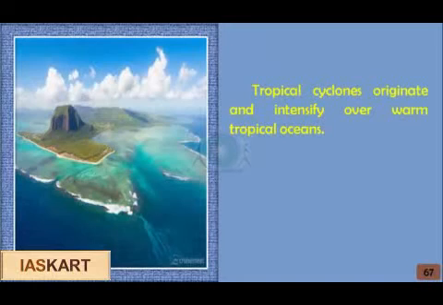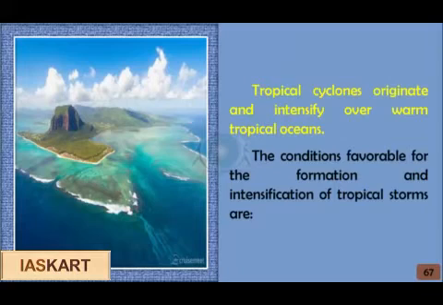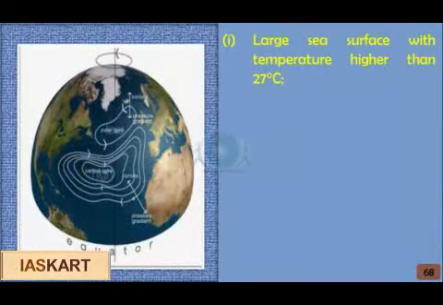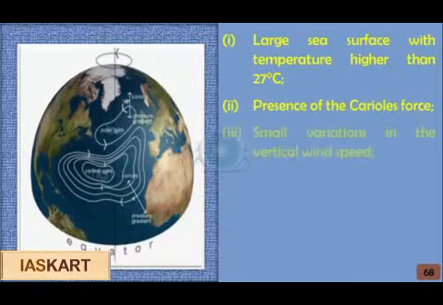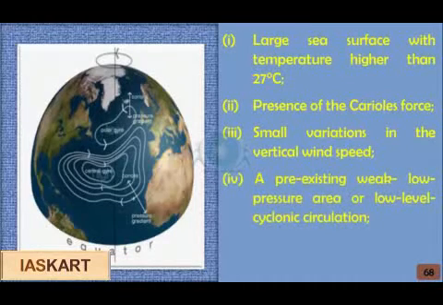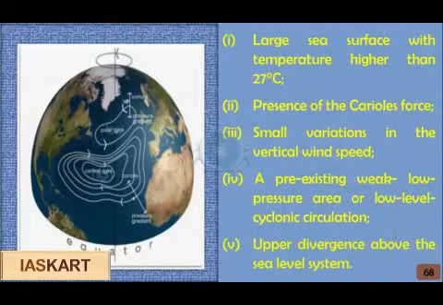Tropical cyclones originate and intensify over warm tropical oceans. The conditions favorable for the formation and intensification of tropical storms are: 1. Large sea surface with temperature higher than 27 degrees centigrade. 2. Presence of the Coriolis force. 3. Small variations in the vertical wind speed. 4. A pre-existing weak low pressure area or low-level cyclonic circulation. And 5. Upper divergence above the sea level system.